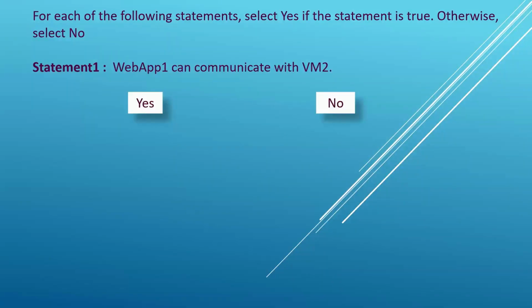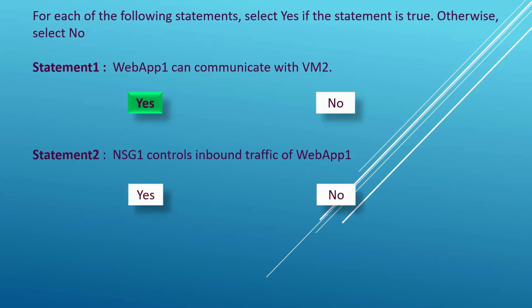So friends, Web App 1 has VNet integration with VNet 1, and VNet 1 has peering configured with VNet 2, which is used by VM2. So Web App 1 can communicate with VM2. Now the next statement is NSG1 controls inbound traffic of Web App 1. Based on what we read, virtual network integration is used only to make outbound calls from your app into your virtual network. So this statement is incorrect.